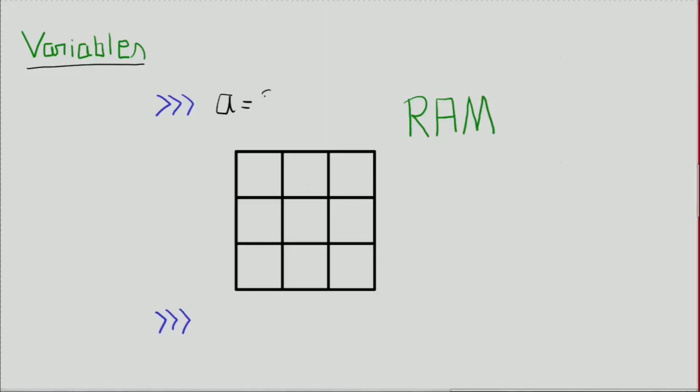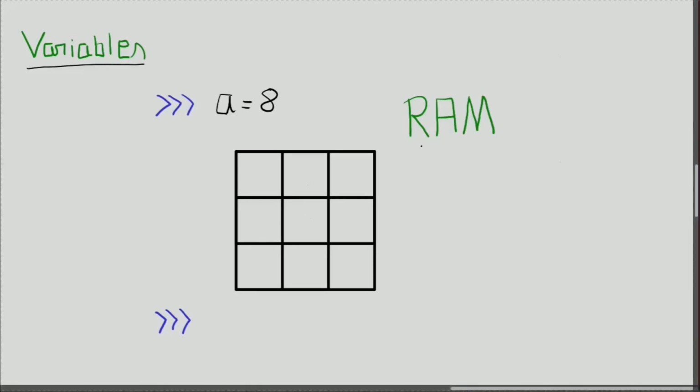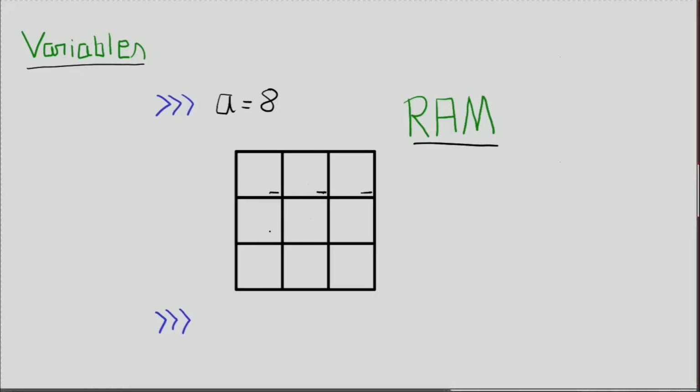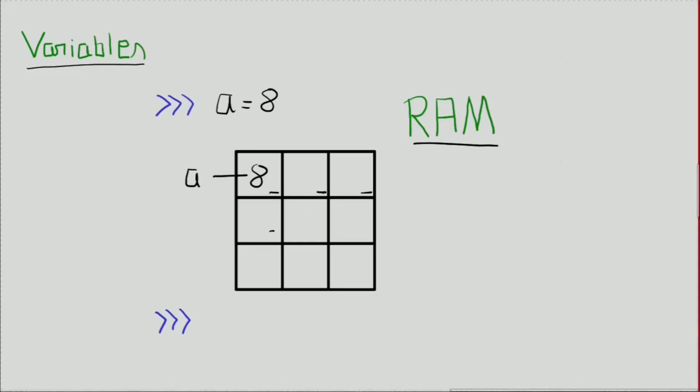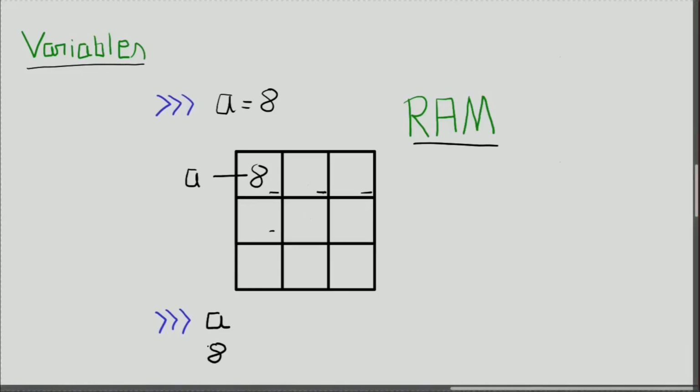Let's go a little deeper. Variables are actually places in the computer's memory, RAM. We can think of them as boxes in which we store our data and give each box a name so that we can easily find and use the data inside whenever we need it.